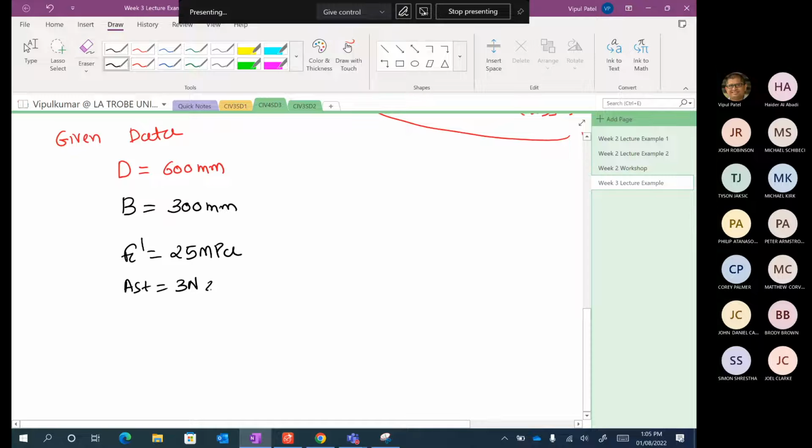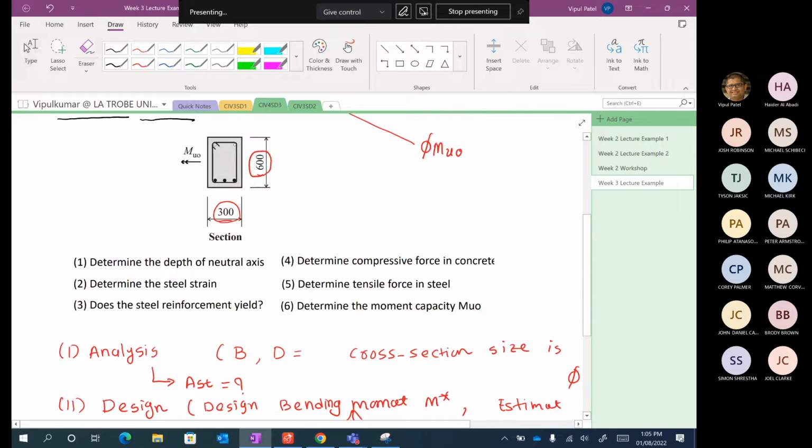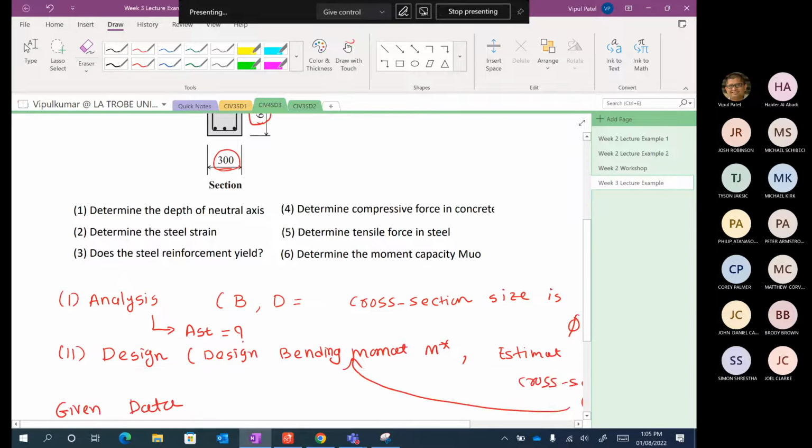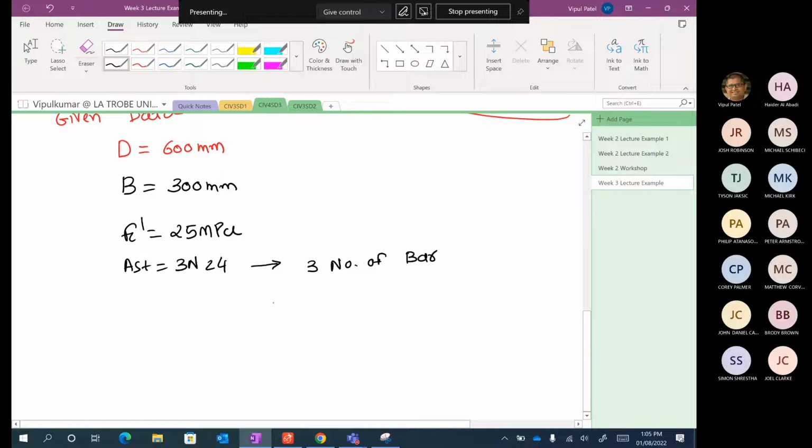So let me explain what 3 N24 means. The first number, 3, is the number of bars, meaning that you can see here 1, 2 and 3. There are 3 bars. That's what the designation means. N stands for normal ductility class. Normal ductility. That is the class of your reinforcement.